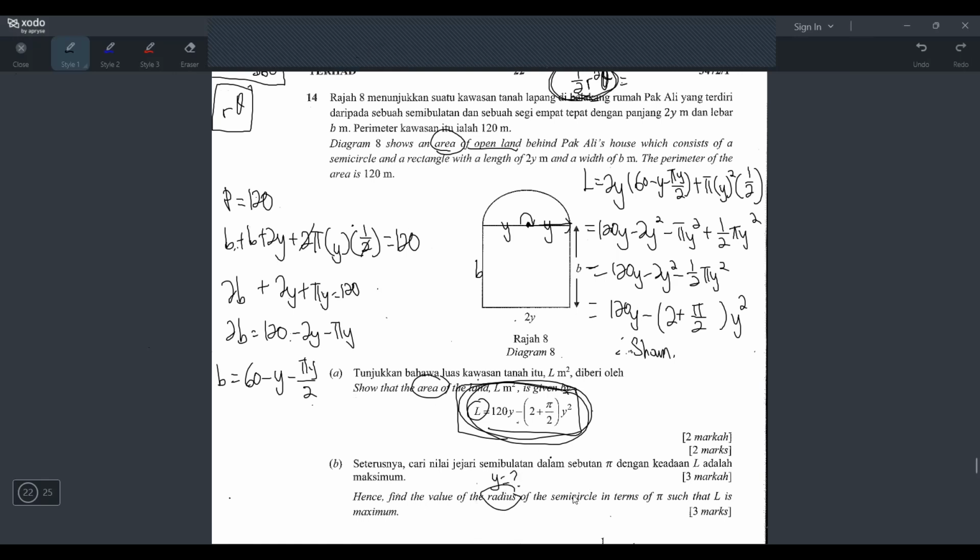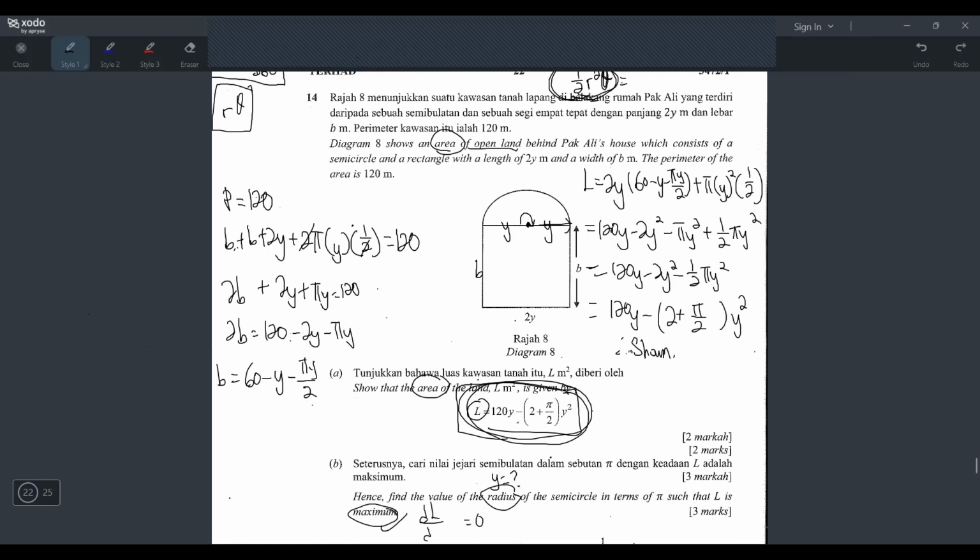So find the value of y of the semicircle in terms of pi such that L is maximum. So the keyword here is maximum. Whenever you see the word maximum, it means you will differentiate and then equals 0. But differentiate what? If they say A maximum, you differentiate A's equation equals 0. If they say L maximum, then of course you will differentiate L's equation equals 0.